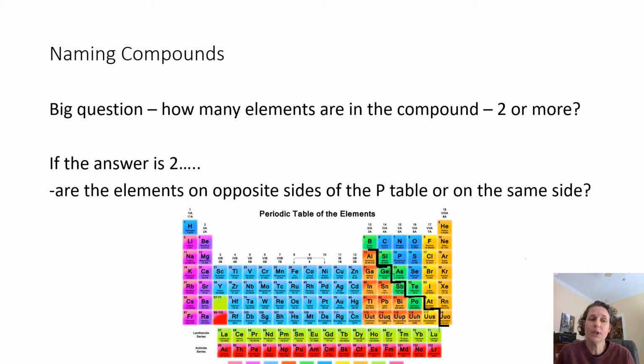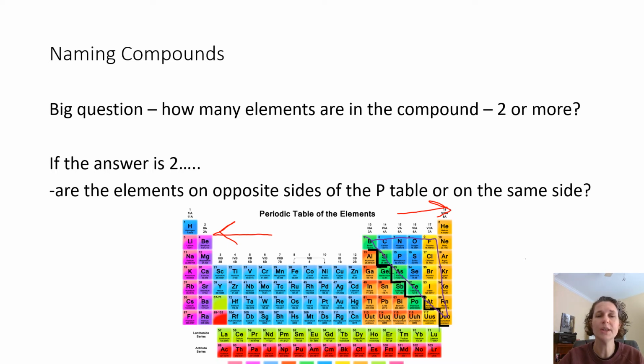If it is 2, you need to then ask yourself, where are those 2 elements? Are they on opposite sides of the periodic table? So is one over on this side or this side? So those are opposites. Or do you have different elements that are right close together on the same side of the periodic table? So are they two nonmetals that are together?